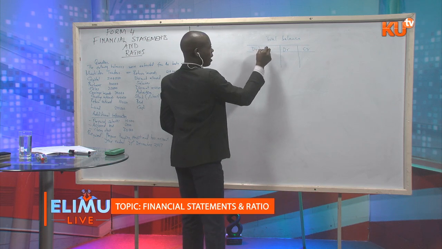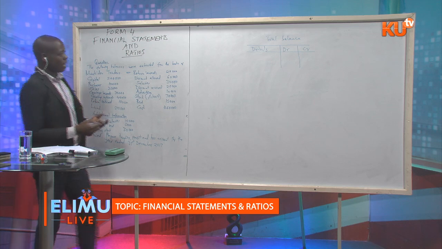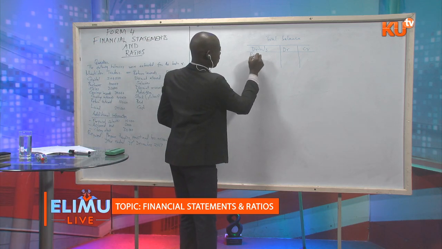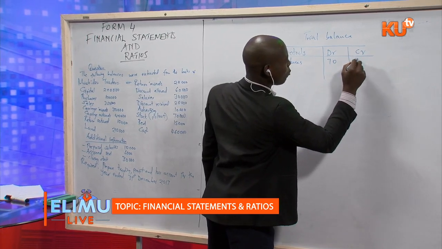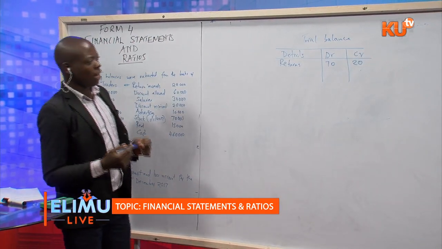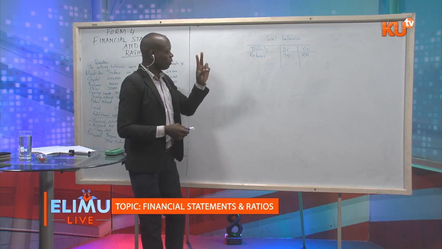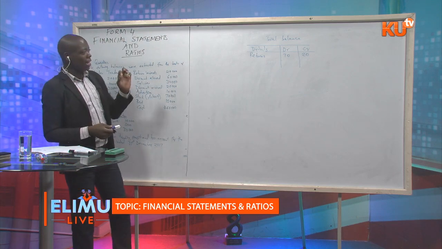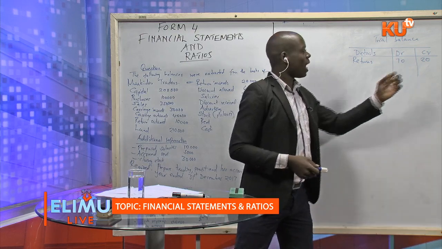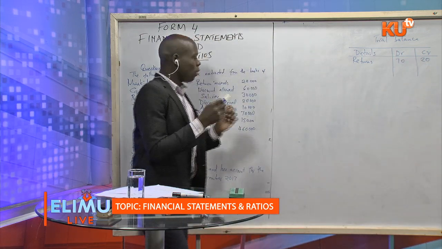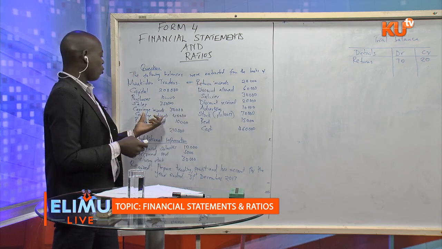So if you are given a trial balance, I want to use an illustration of returns. And then we write returns, and the figure written here is 70, and then we have here 20. Then you'll have to understand what these returns are, because we have two returns. We have returns inwards and returns outwards. So which return has a debit balance and which return has a credit balance? That will help you to identify what is the return inwards and what is the return outwards.